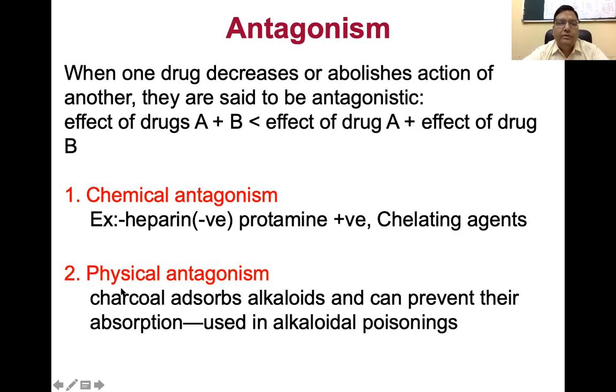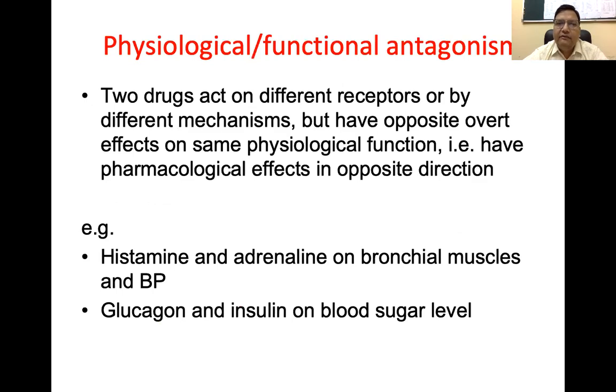Next type of antagonism between two drugs can occur because of physical antagonism, where charcoal absorbs alkaloids. So in alkaloid poisoning, charcoal is given and can prevent their absorption. So they are used in alkaloid poisoning. Based on the physical property of the charcoal, the drug is being given with the alkaloid poisonous drugs.